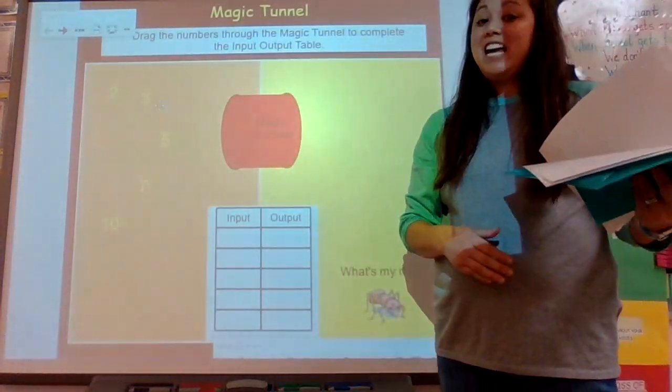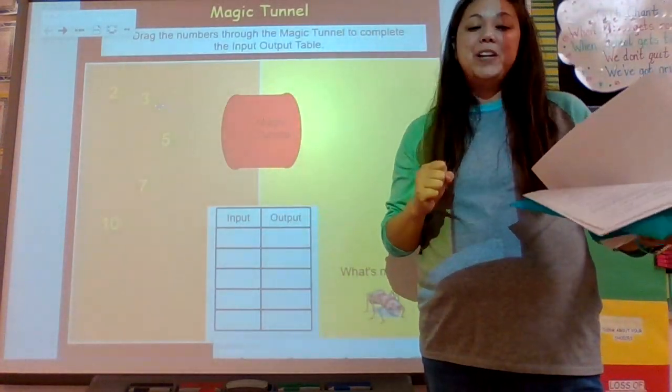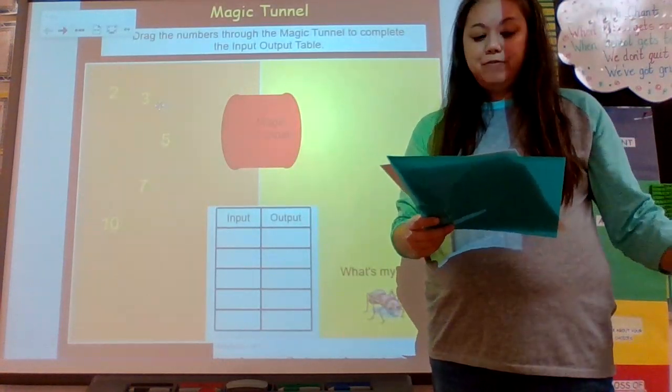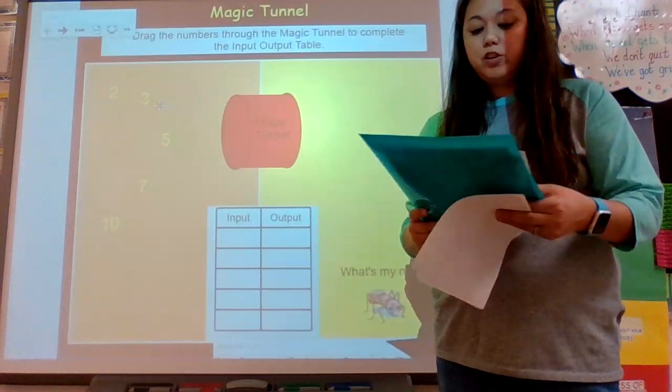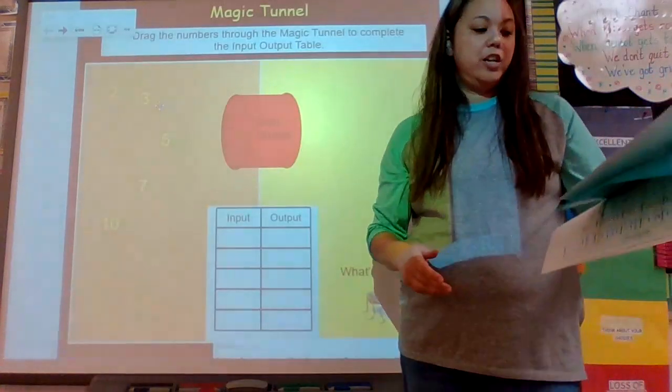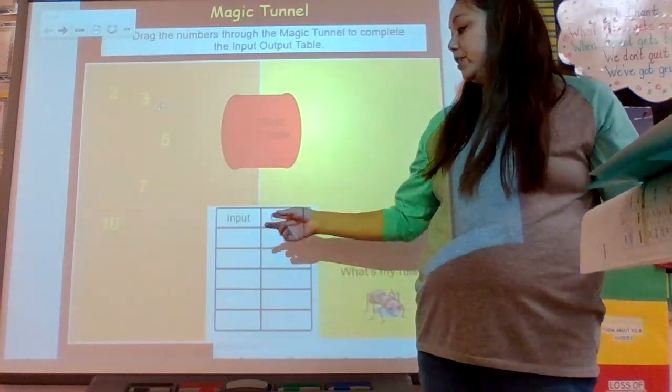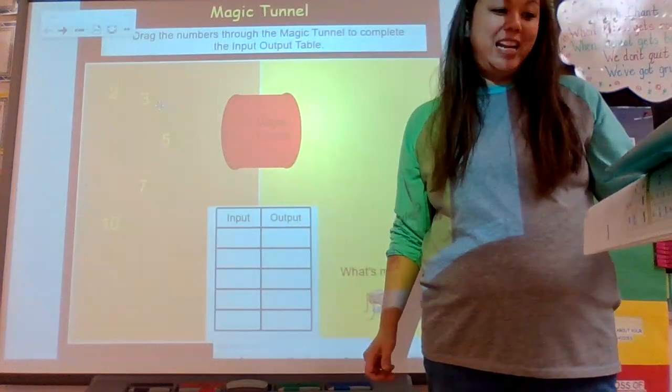Hello, boys and girls. As you know, we're getting ready to do input and output, one of my favorite lessons. This is coming from 4.5B, and I wanted to read to you what you needed to know. We have to be able to represent problems using an input-output table. So we're going to be doing that.